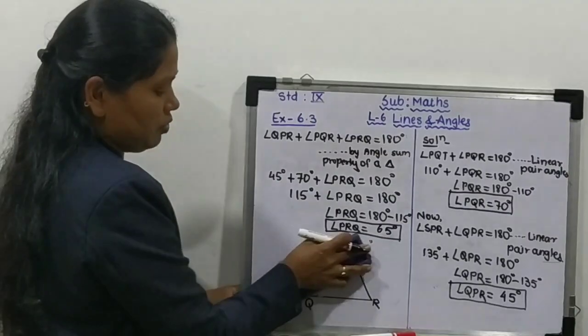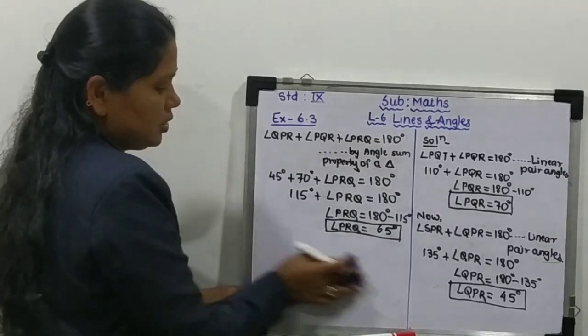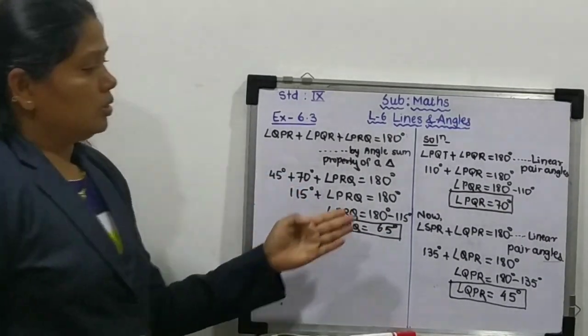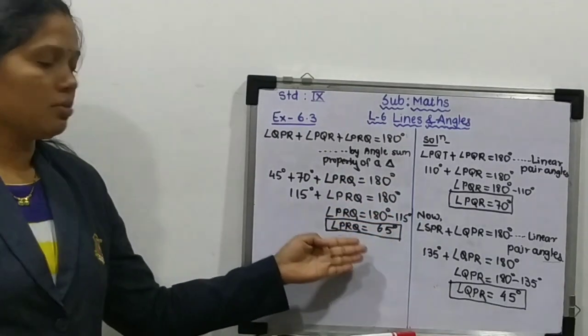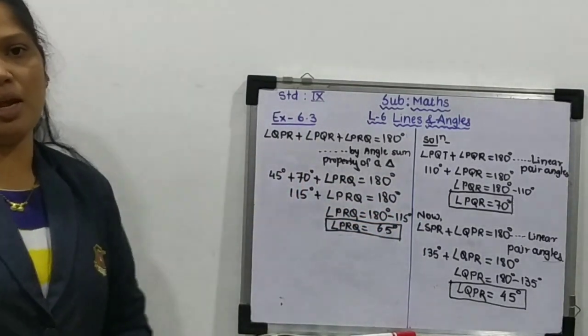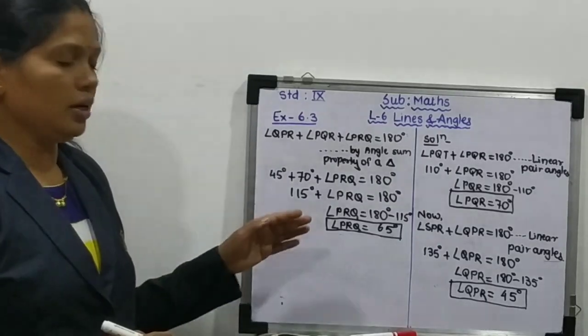Understood this one? How we have got this answer? So in another method also you can solve this one, that one by exterior angle property theorem. Right?